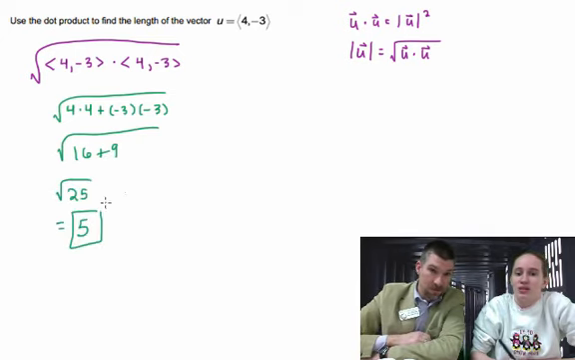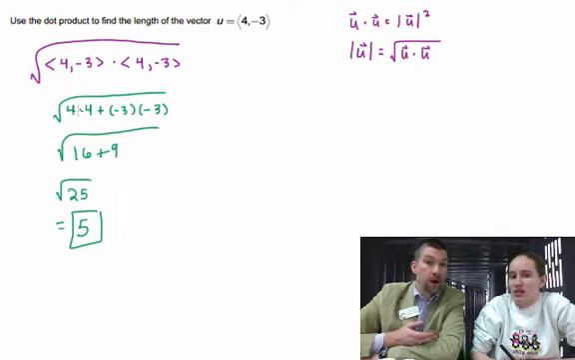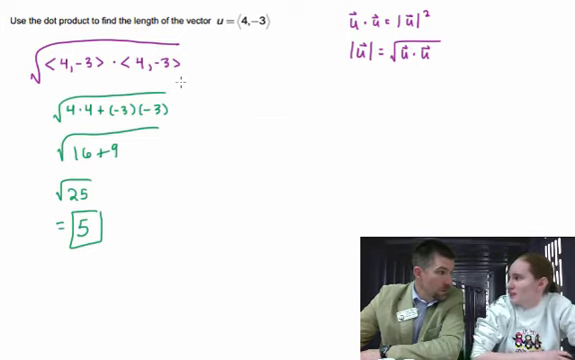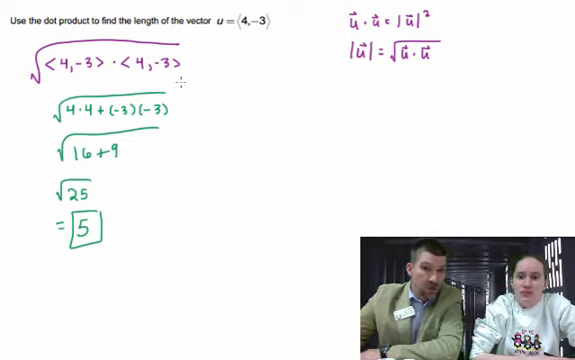Now, you may notice when you're doing this that this is basically the Pythagorean theorem or distance formula, right? 4 times 4 is an awful lot like 4 squared, and negative 3 times negative 3 is an awful lot like negative 3 squared. The book is trying to point out that this is another way of going about it, because it's a vector. It's a little bit of a different shape than what we've done before.